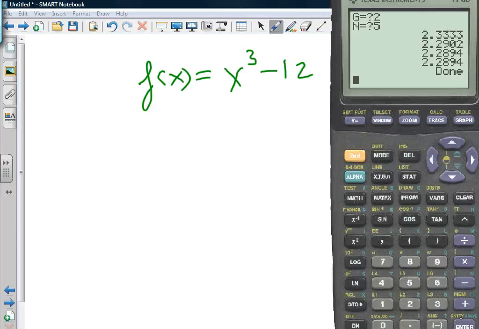The G stands for the X. The initial guess for X, yeah. And what about the N? N is how many times you're going to make the calculator guess. G is your first guess, and then it's going to keep on changing G. Right? Okay, did it finish?